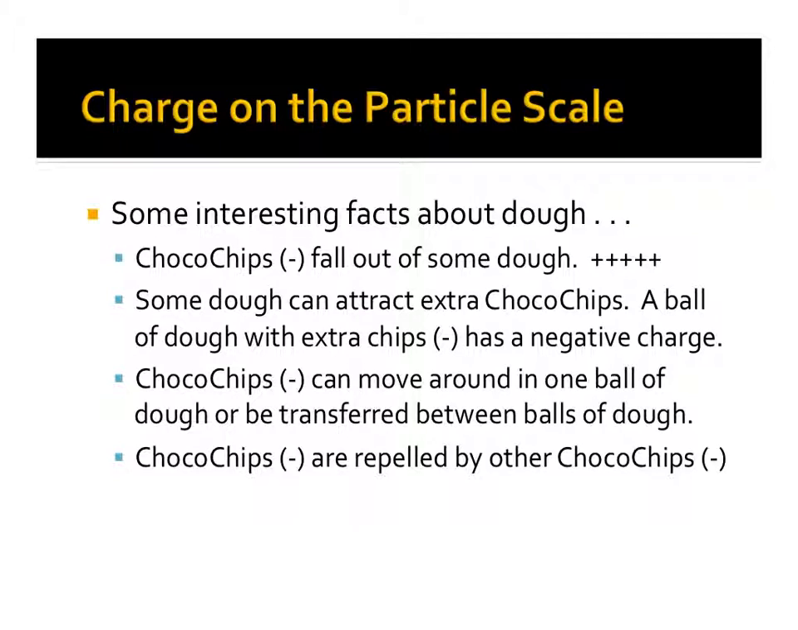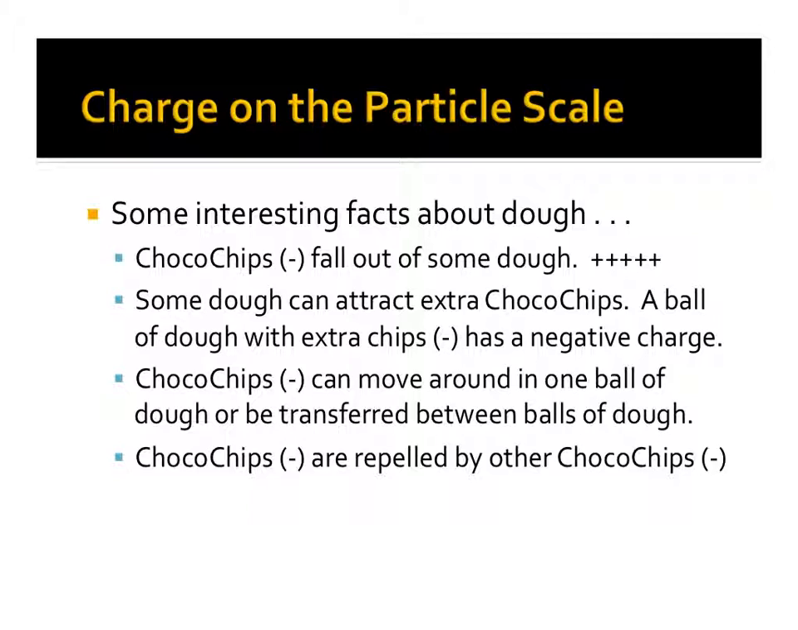Okay? Chocolate chips can move around inside the dough. So you could get a cookie with all of the chocolate chips towards the middle or towards one side. Same thing happens with atoms. We can see that by placing charges closer to or further away, we can influence where those electrons are going to hang out inside that atom and give us a slightly positive or a slightly negative side to our atom.